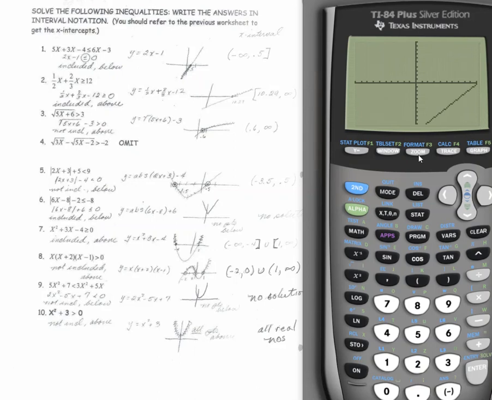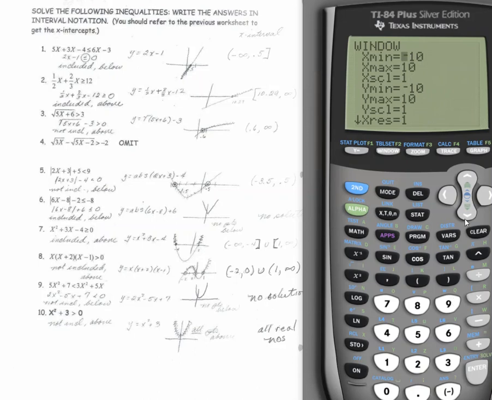And we see that we can just barely see where it's touching here. So I want to go back to my window and make my X max bigger. I'm going to make that 20. Hit graph. And now we should be able to see that. So again, we've sketched it.